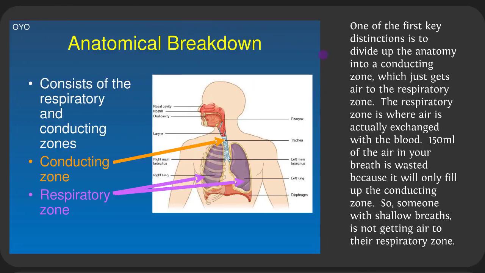One of the first key distinctions is to divide up anatomy into a conducting zone, which just gets air down into our other zone, which is the respiratory zone. The respiratory zone is where air is actually exchanged with the blood. About 150 milliliters of the air in your breath is wasted because it will only fill up the conducting zone. So someone who has shallow breaths is not getting air down into their respiratory zone.